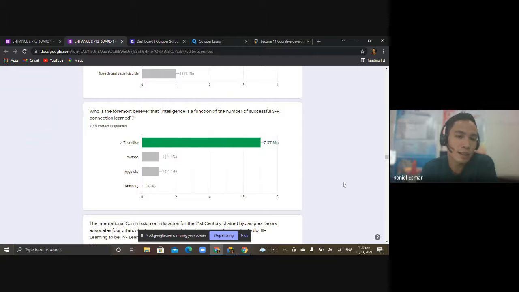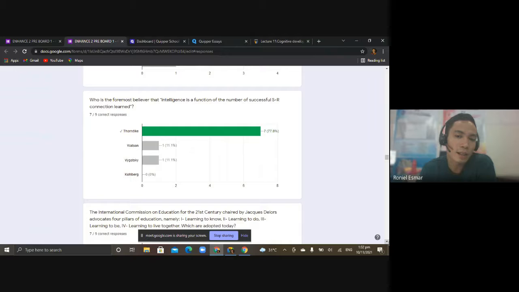Next, who is the foremost believer that intelligence is a function of the number of successful connections learned? Is it Watson, together with Pavlov's conditioning? Or Vygotsky in his socio-cultural involvement in the teaching and learning process? Or Kohlberg? The answer for this item is Thorndike, on his view of intelligence as the connection of different functions of intelligence. So Thorndike is the correct answer.